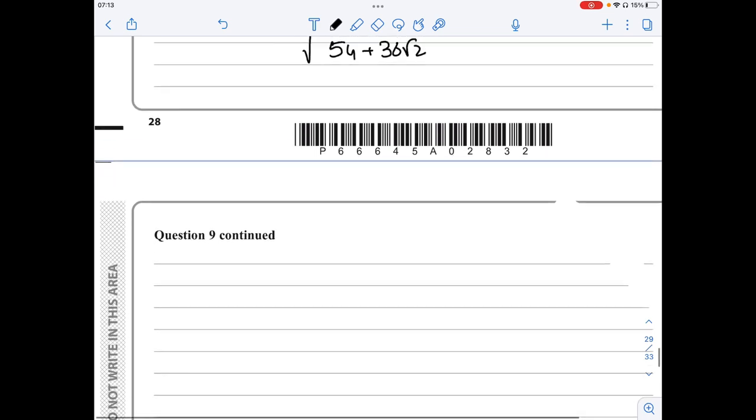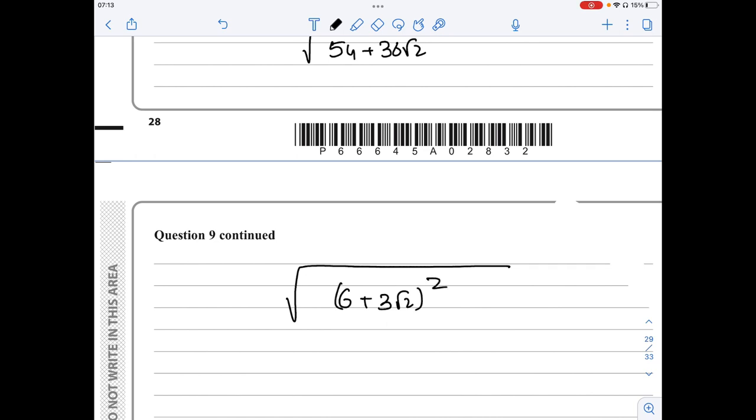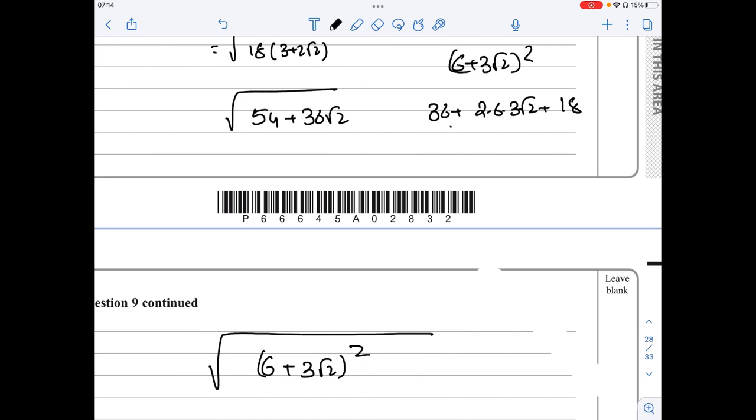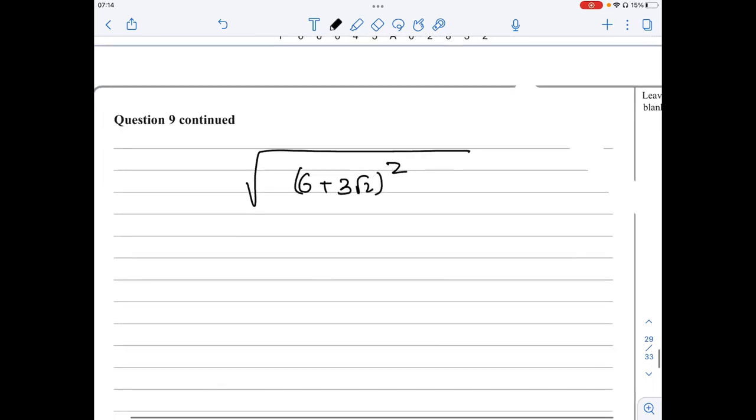So how should I be able to do that? It should be in the form of (a plus b) whole square. If at all you can check, it can be written as (6 plus 3 root 2) whole square, because when I expand it: a square plus 2ab plus b square. 2 times 6 times 3 root 2, plus b square is 18. 36 plus 18 is 54, and this is nothing but 12 times 3, which is 36 root 2. So square and square root get cancelled. Y equals 6 plus 3 root 2.